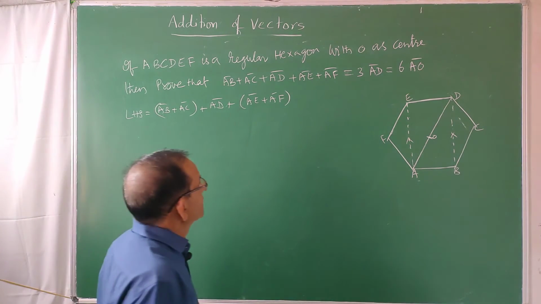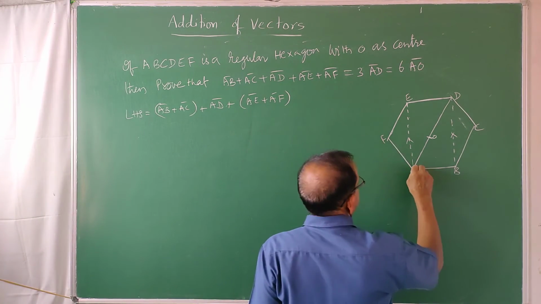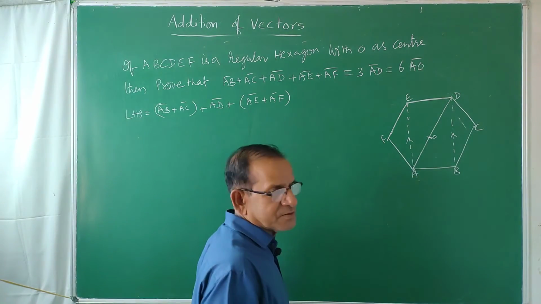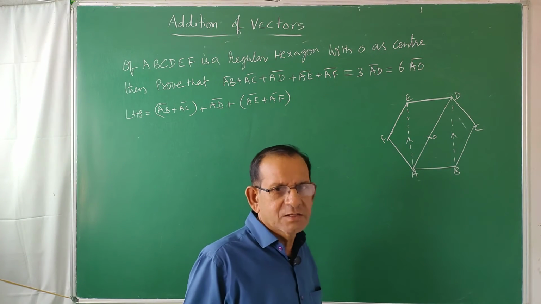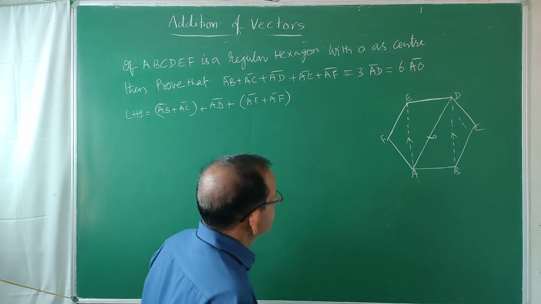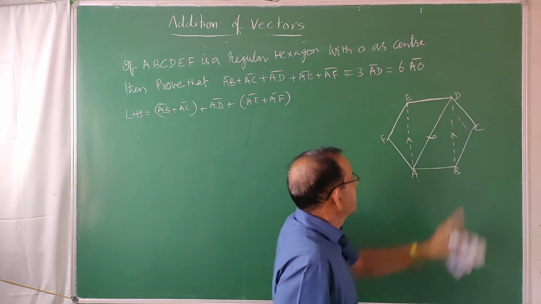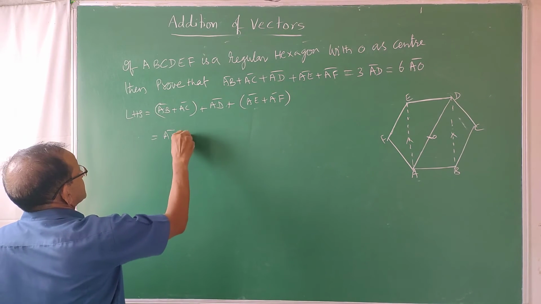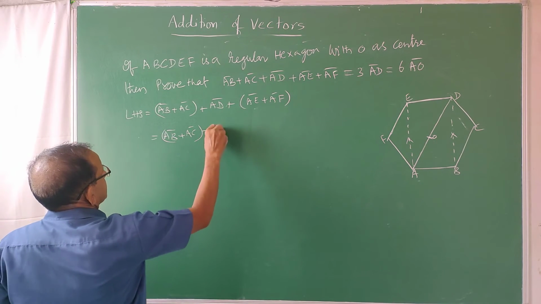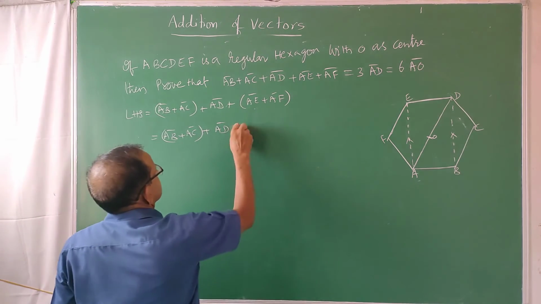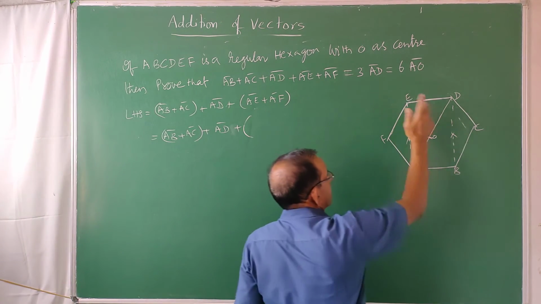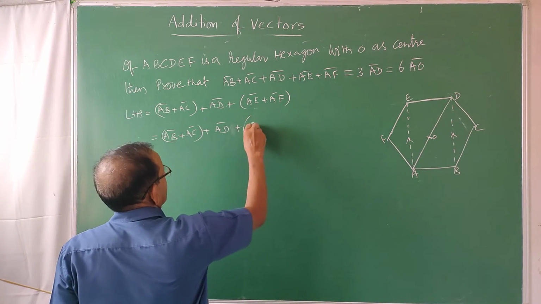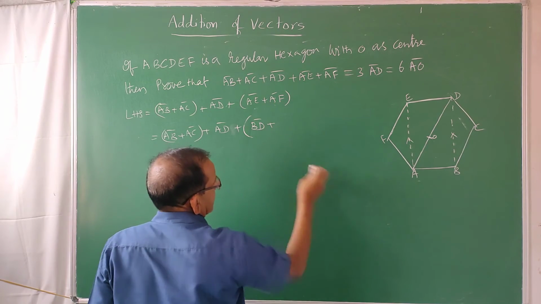Now, because it is a regular hexagon, AE bar is parallel to BD bar and equal in length also. So, if two vectors are parallel and equal in length, those two vectors are equal vectors. So, in place of AE bar, you can write BD bar in the last bracket. This is AB bar plus AC bar plus AD bar, plus, in place of AE bar, I will write BD bar, because both are equal in length and parallel. BD bar plus AF bar is this one.